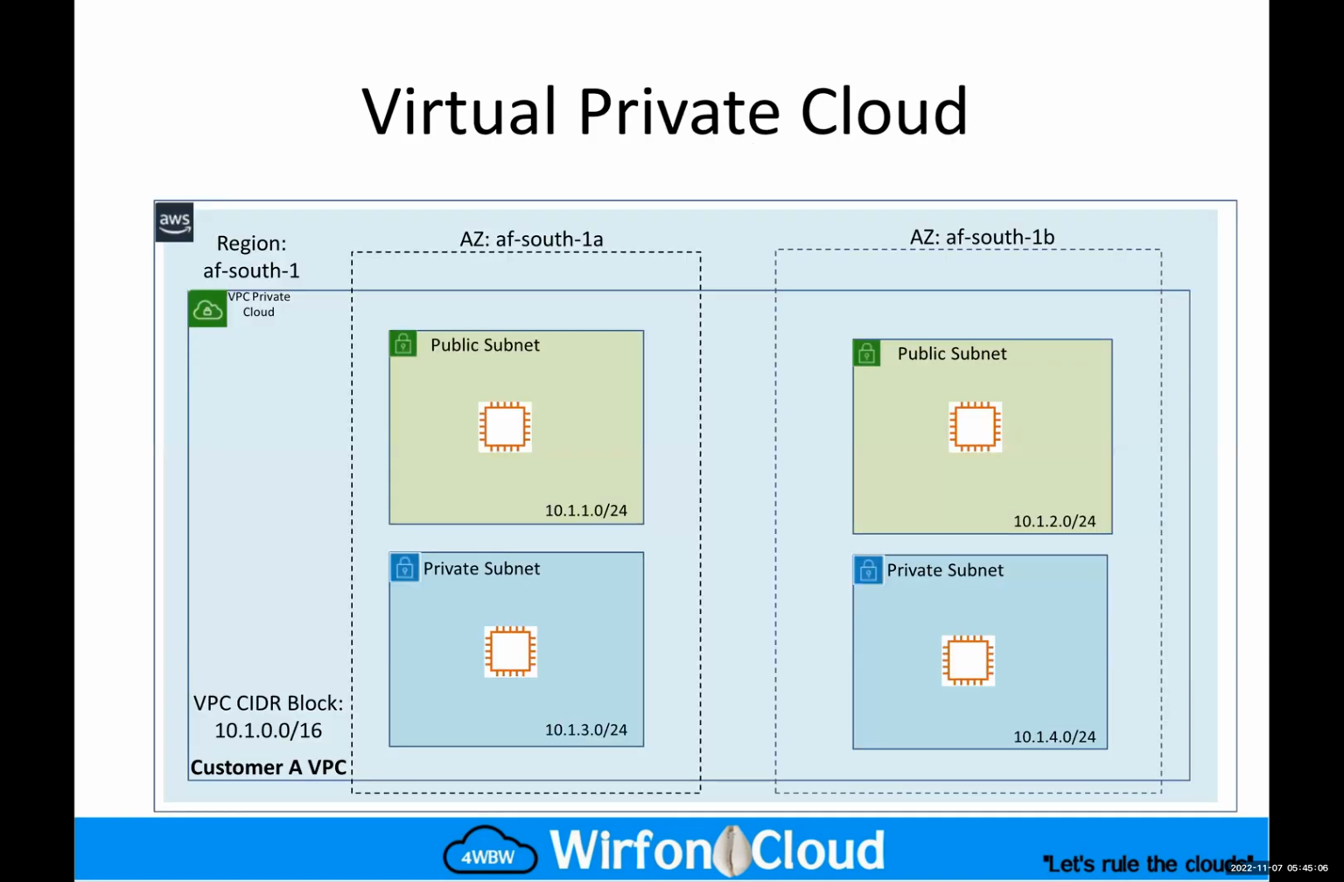So again, I show another representation of this. You have, for example, an EC2 instance in both a private subnet as well as a public subnet, all isolated to within an availability zone. And I also show you again the VPC for customer A spanning several availability zones, but it stays within a particular region.